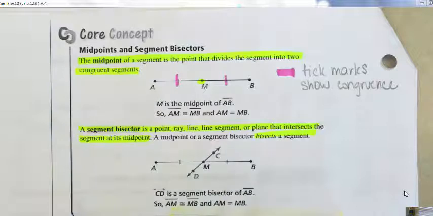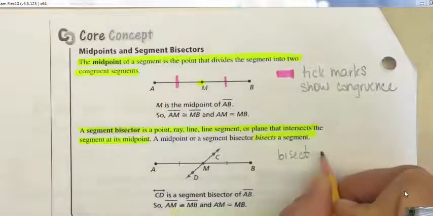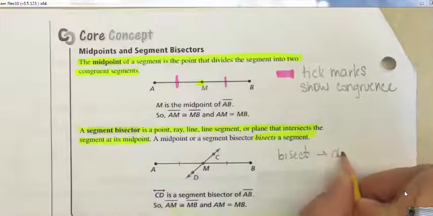So let's write that down. Bisect means to divide into two equal parts.